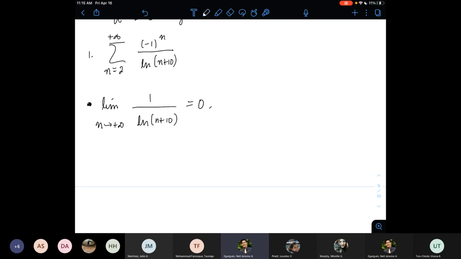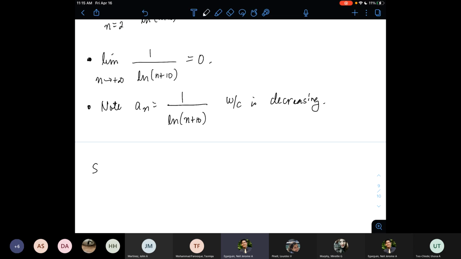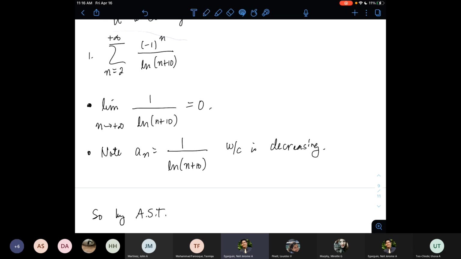Now, note that a_n is equal to 1 over ln of n plus 10, which is obviously decreasing. It is obviously decreasing because when n becomes larger, n plus 10 is larger, ln of n plus 10 would be larger, and 1 divided by a larger number would be a smaller fraction. So I know that this will be decreasing. So by AST, the given series with the alternating sign is convergent.